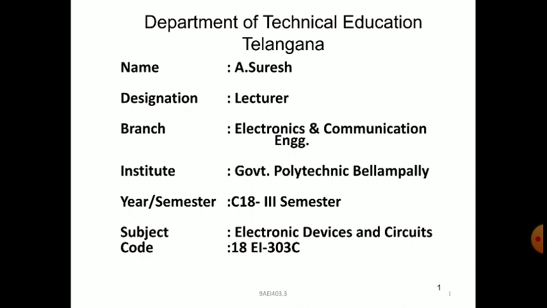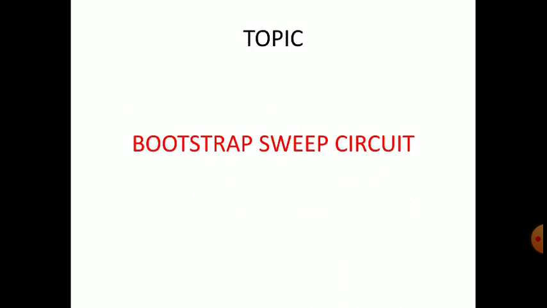Today we are going to discuss the next topic in the sixth chapter, that is the last chapter in the Electronic Devices and Circuits subject of C18, common to both Instrumentation and ECE. The subject code is A303C. Quickly moving on to the topic. Today's topic is the bootstrap sweep circuit.